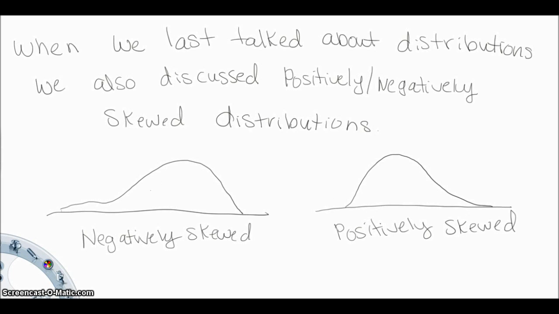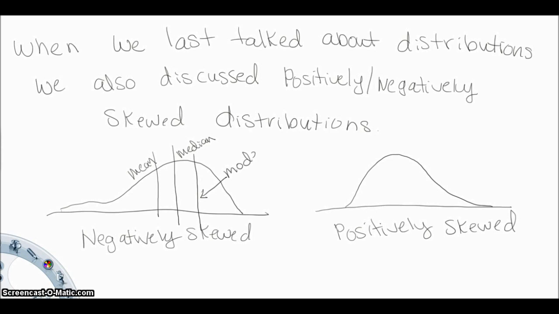Now we have positively and negatively skewed distributions. Our mean is no longer in the center. Our mode is no longer in the center, and our median is no longer directly in the center like we had in the last one. So negatively skewed, we have our mean towards the left with our tail, medians in the middle, and modes to the right.